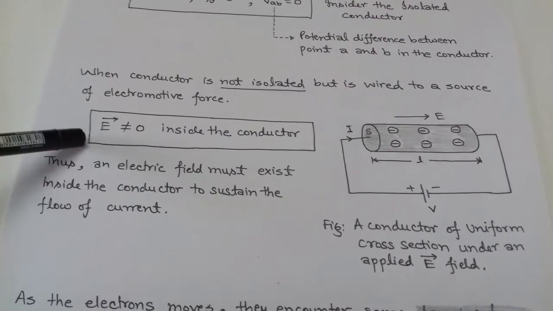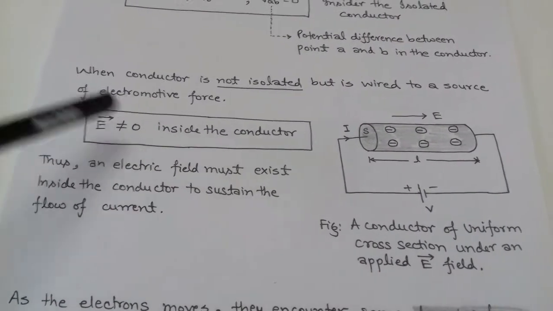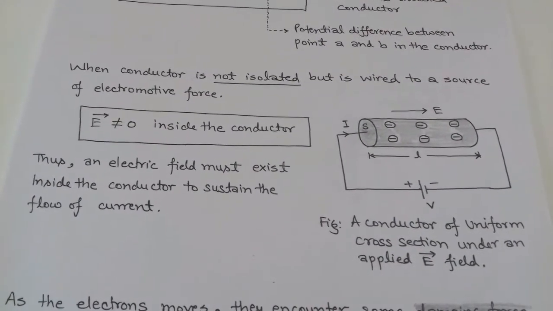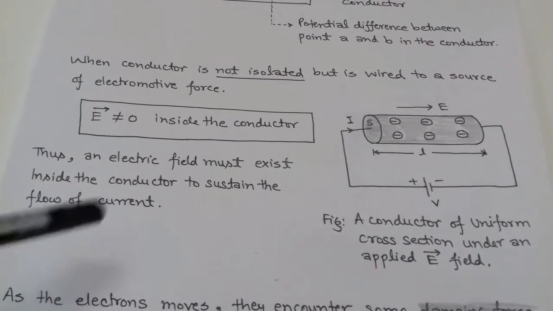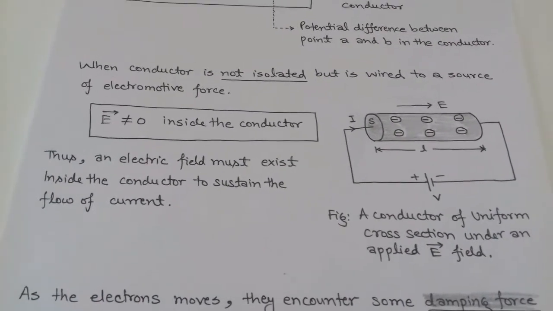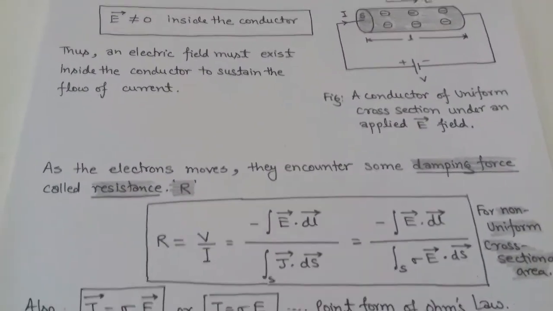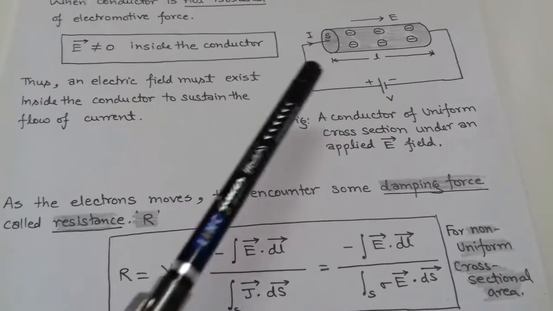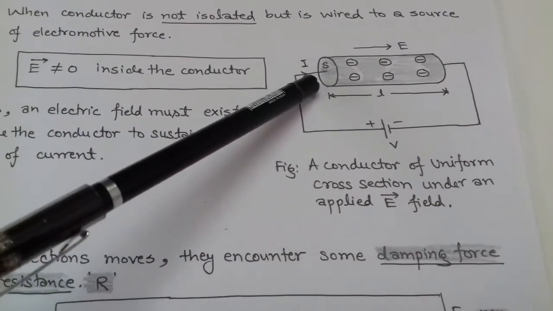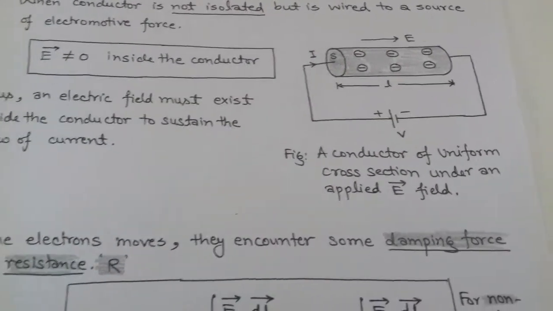So due to this setup, that is, the conductor is connected to some external applied field, there must be some electric field inside that conductor. That electric field inside the conductor is due to the flow of current, or that is used to sustain the flow of current.